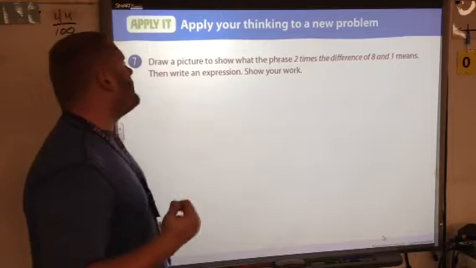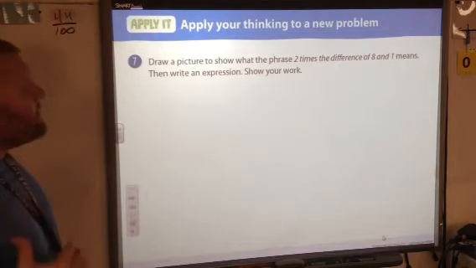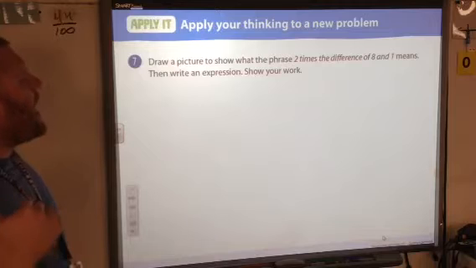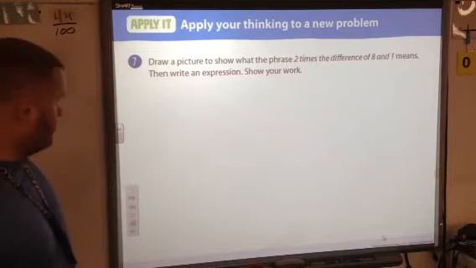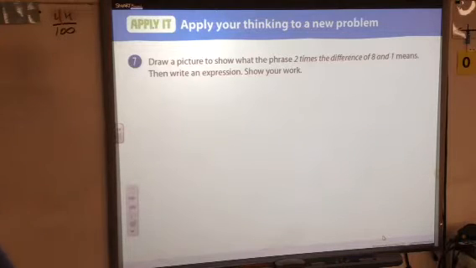It says draw a picture to show what the phrase 2 times the difference of 8 and 1 means. Then write an expression. I'm actually going to write the expression first. It's just easier for me, and then we're going to go back and draw a picture.